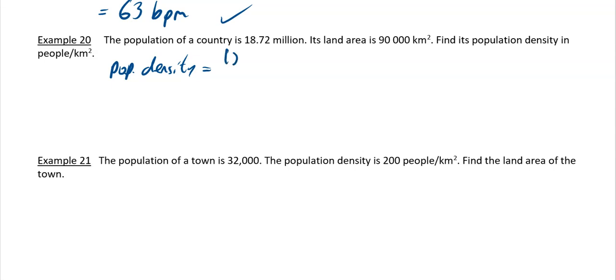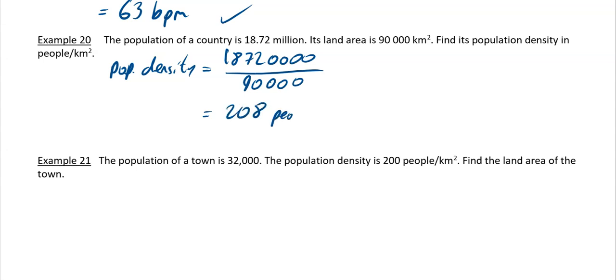we've got 1872 and then 4 zeros. So convert that into the whole number of people, then divided by 90,000. And then that works out as a population density of 208 people per square kilometer, which doesn't sound like an awful lot.